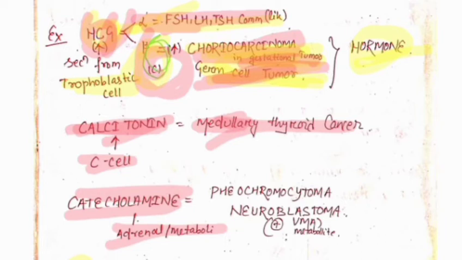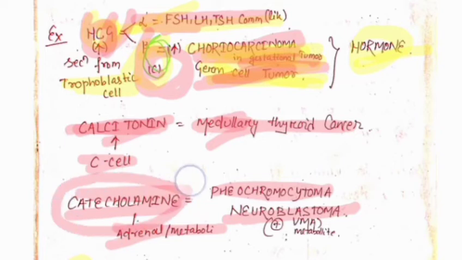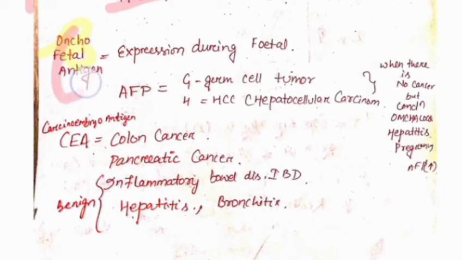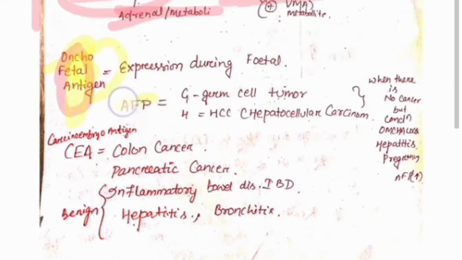So that's why pheochromocytoma, which is related to the adrenal gland, and neuroblastoma, which is also related to the adrenal gland, these tumors have increased catecholamine levels, and it is used as a biomarker of those tumors. Then we go towards the oncofetal antigen. Oncofetal antigen is an antigen variety of tumor marker. Oncofetal antigen, that is AFP.